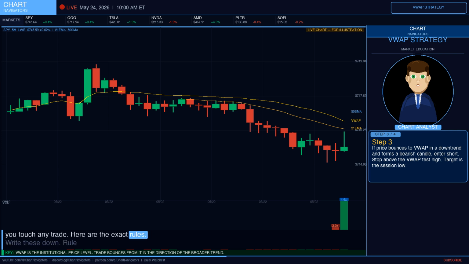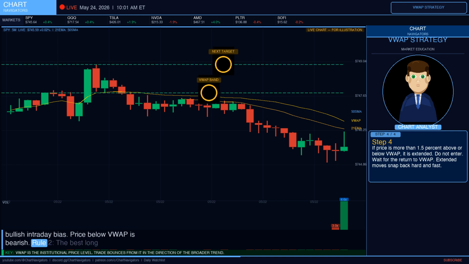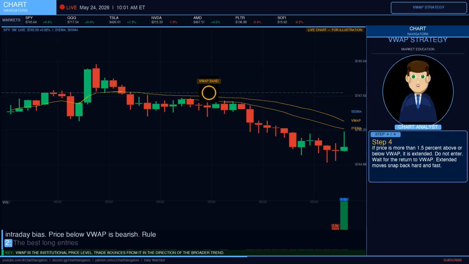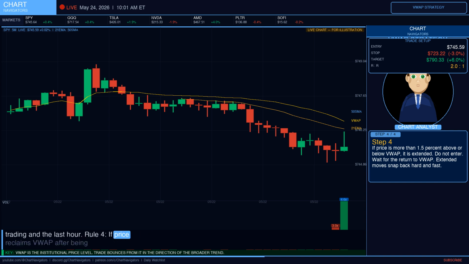Here are the exact rules. Write these down. Rule 1. Price above VWAP is bullish intraday bias. Price below VWAP is bearish. Rule 2. The best long entries are pullbacks to VWAP from above. The best shorts are bounces off VWAP from below. Rule 3. VWAP is most reliable in the first 2 hours of trading and the last hour. Rule 4. If price reclaims VWAP after being below it, that is a bullish signal. Losing VWAP is a warning.